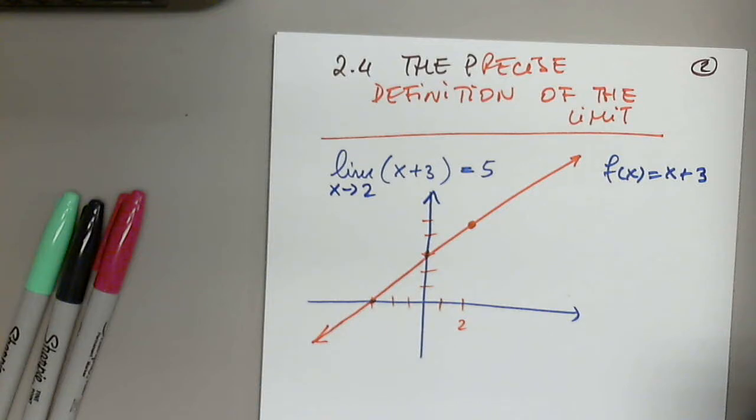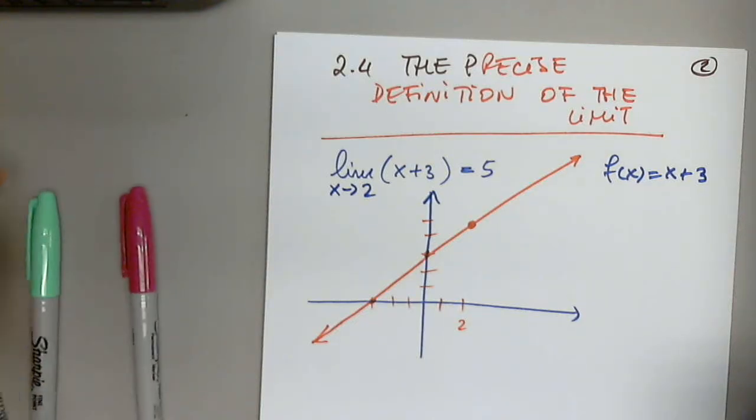Okay, so it's very clear. As x approaches 2 from either side, the function values approach 5 from either side. The function doesn't even have to be defined there, but it's a linear function, so it is defined. Good.